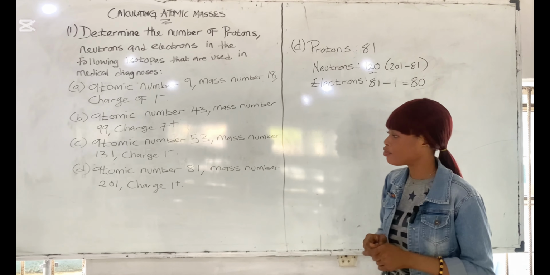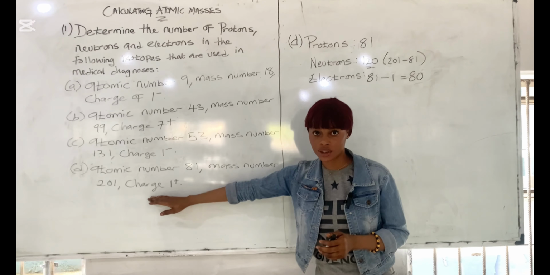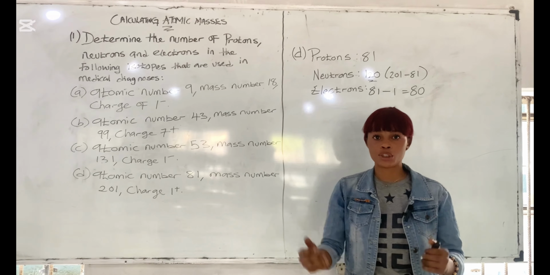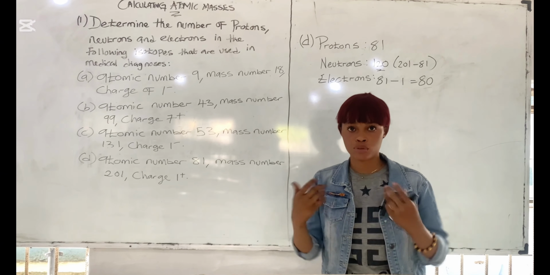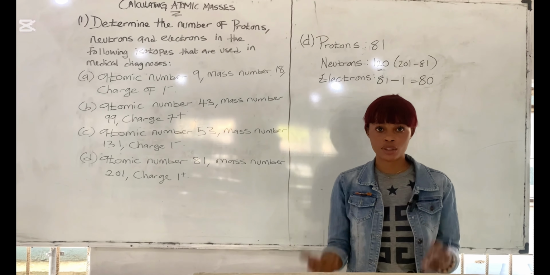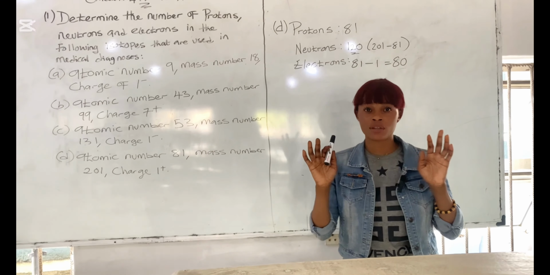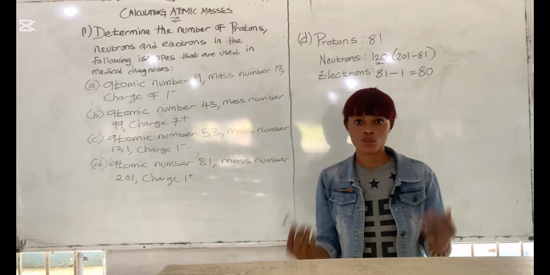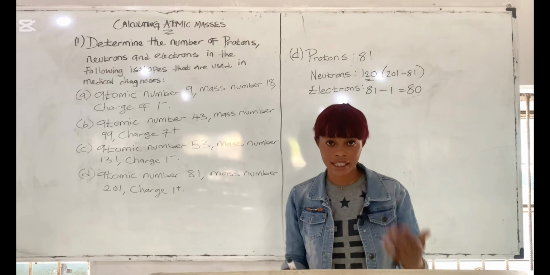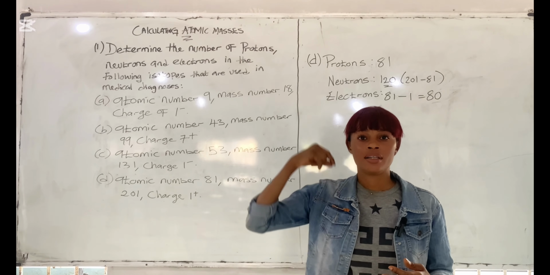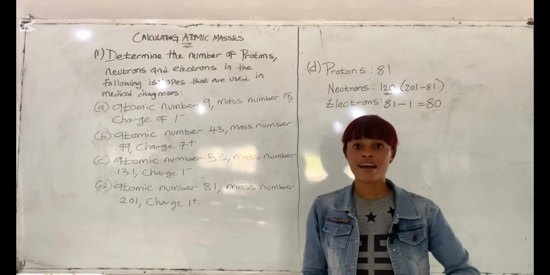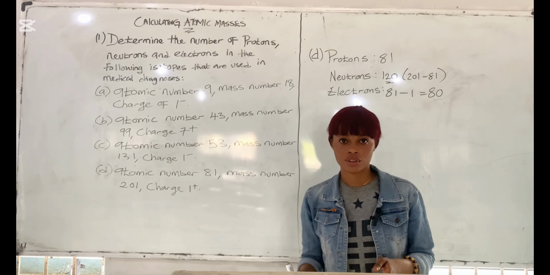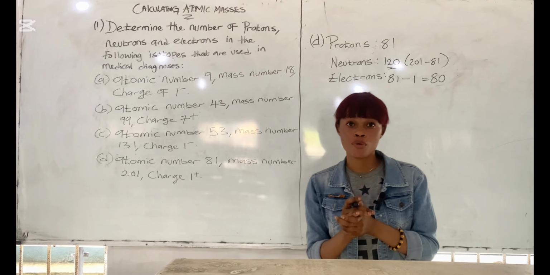Now, I explained before that if there is no charge attached to the atom, then the number of electrons is equal to the number of protons, which is the same thing as the atomic number. But if it carries a positive charge, you subtract it from the number of protons. And if it carries a negative charge, you add it to the number of protons. I hope you understand what we were taught today.